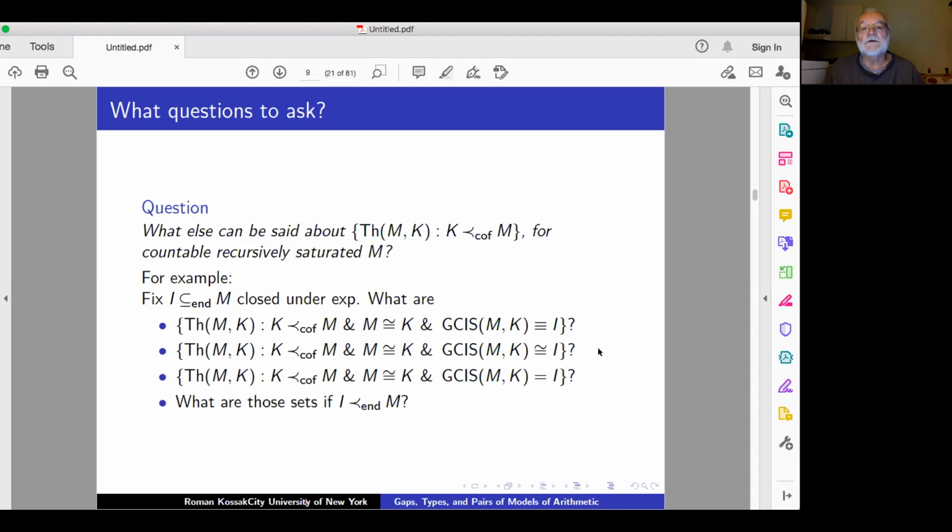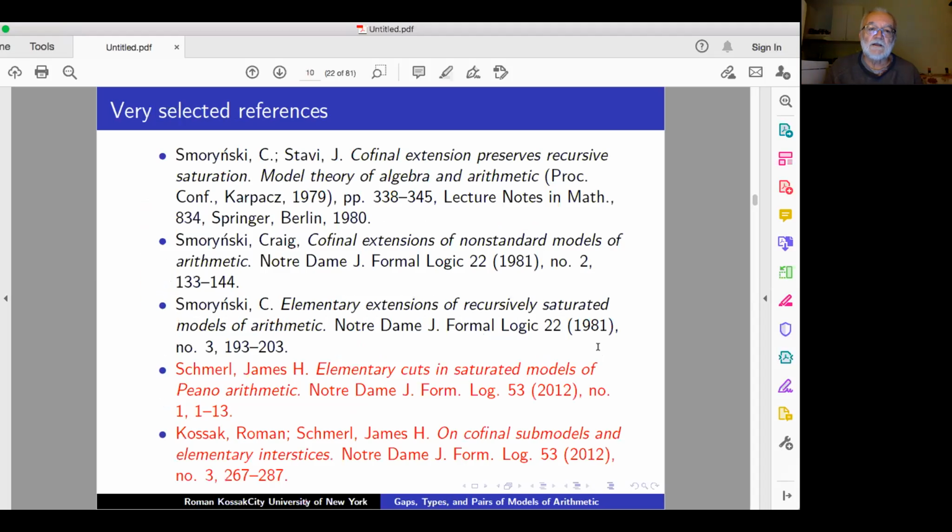And in particular, because we really want to restrict this to cases where narrowing down gives some more interesting structure, what happens if I is an elementary initial segment, not just any cut? In Smorynski's result, this I can be any cut that's closed under addition and multiplication. But you can say, well, let's take a look at elementary initial segments and let's see what kind of theory you can get there.